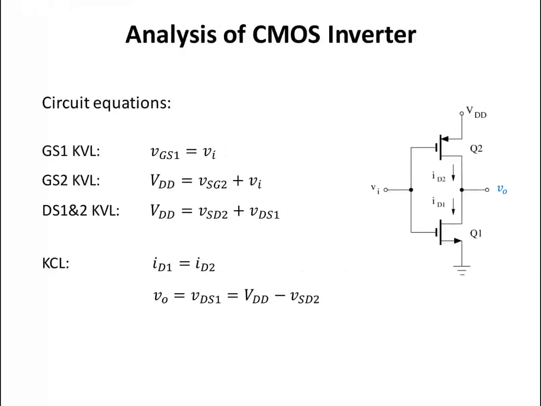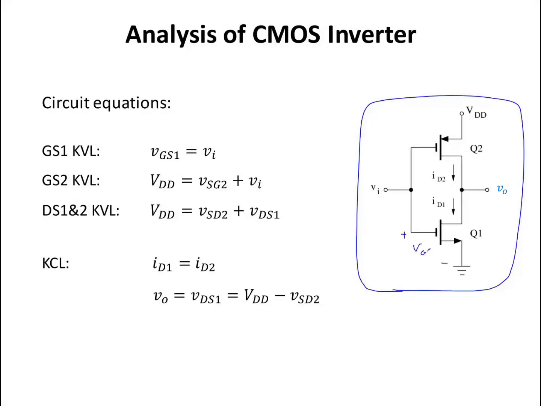This is our CMOS inverter circuit, as you can see here. And first, let's write the circuit equations. Gate to source KVL for transistor 1. This is my VGS1, the gate to source voltage of transistor 1. From this KVL, I know that Vi is equal to VGS1.